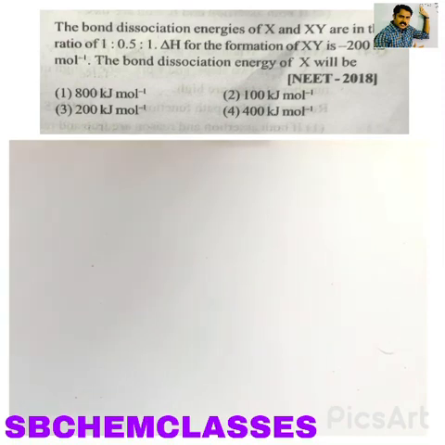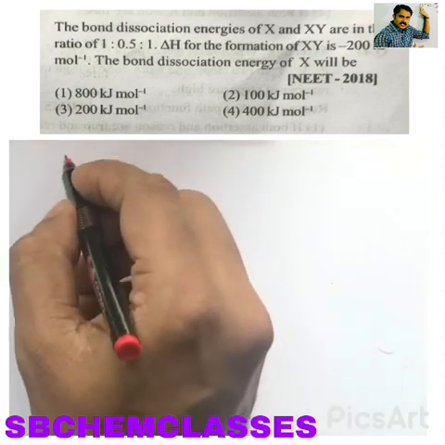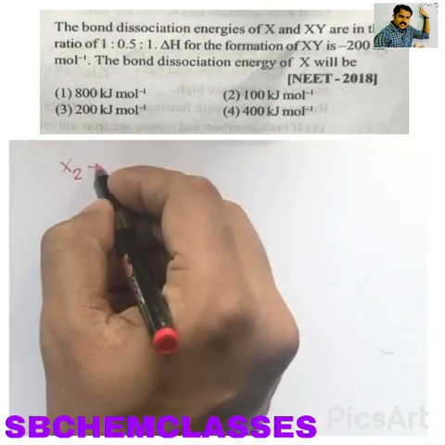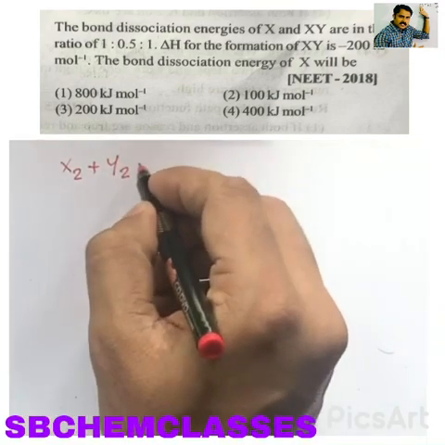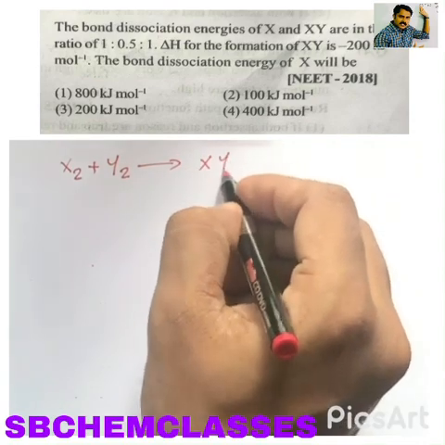The bond dissociation energies of X2, Y2 and XY are in the ratio 1 is to 0.5 is to 1. Delta H for the formation of XY is minus 200. We need the bond dissociation energy of X2. So we can write the reaction: X2 plus Y2 become XY.